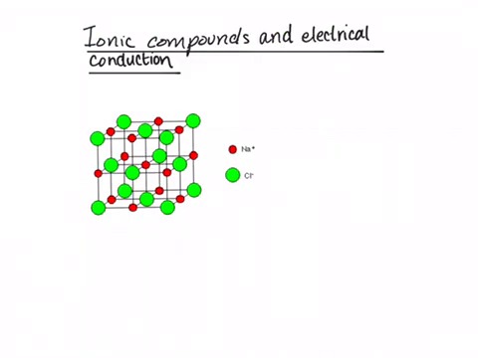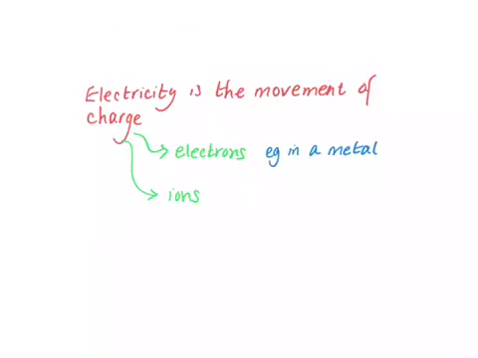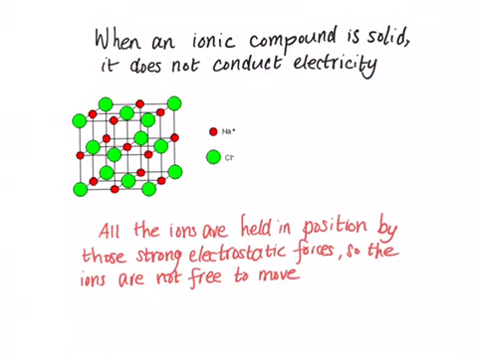What we're going to look at now is when ionic compounds conduct electricity. So electricity is the movement of charge. So if electrons move, like in a metal, the thing conducts electricity, or if ions move, the thing will conduct electricity. When an ionic compound is solid, it does not conduct electricity. So sodium chloride below 801 degrees does not conduct electricity.